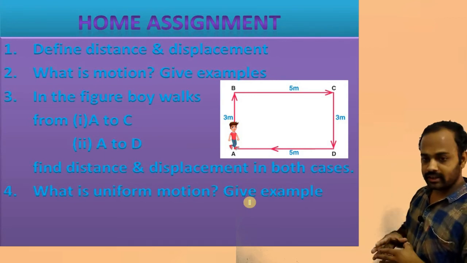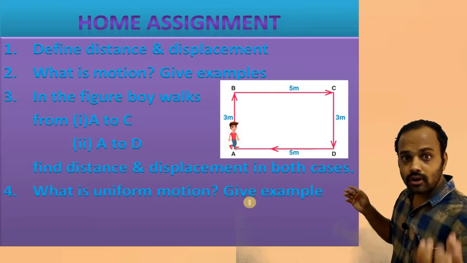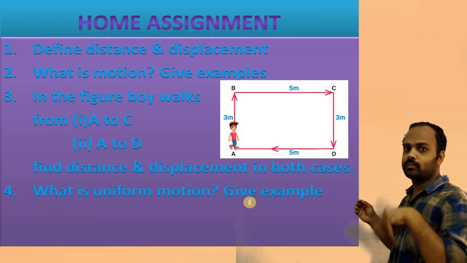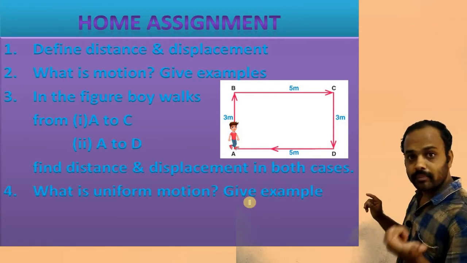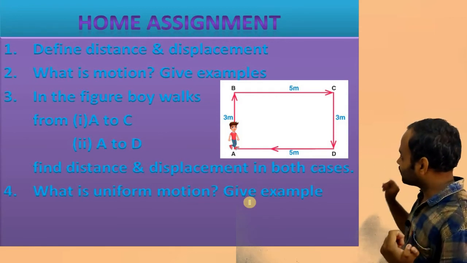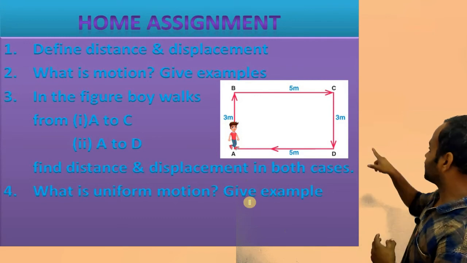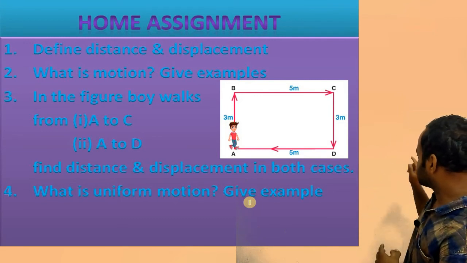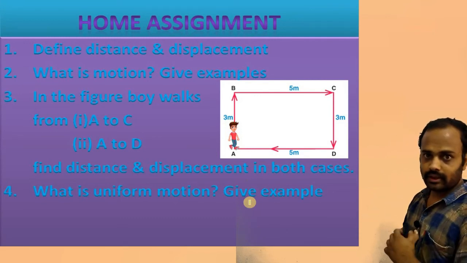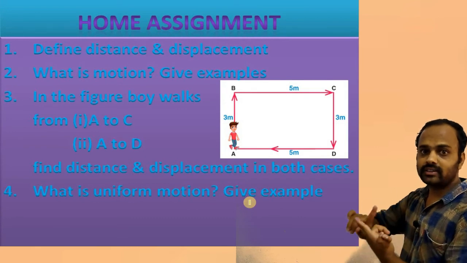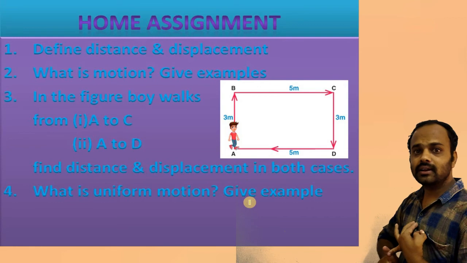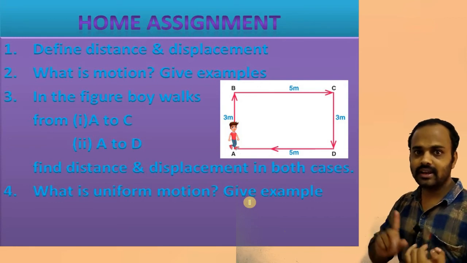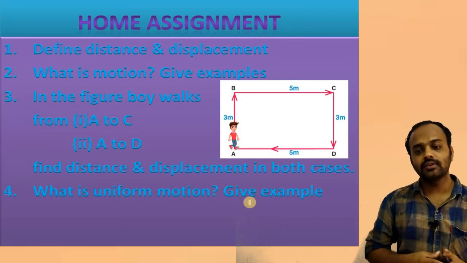Here one figure is given. From the figure, you have to find the distance and displacement in both the cases. In this figure, the boy walks from A to C, and second, from A to D. For A to C, what is the distance and displacement? For A to D, what is the distance and displacement? You have to find that.